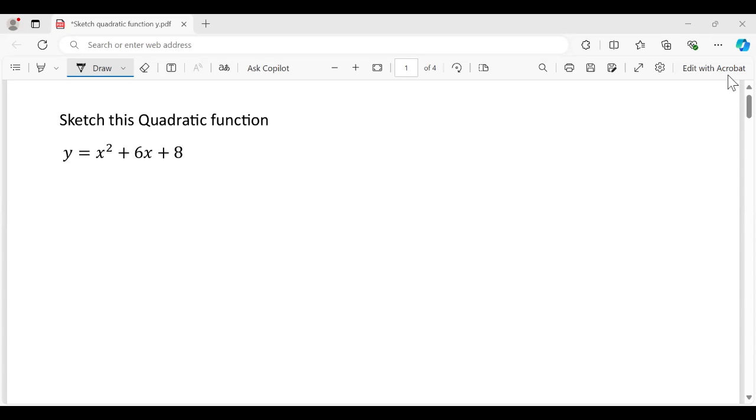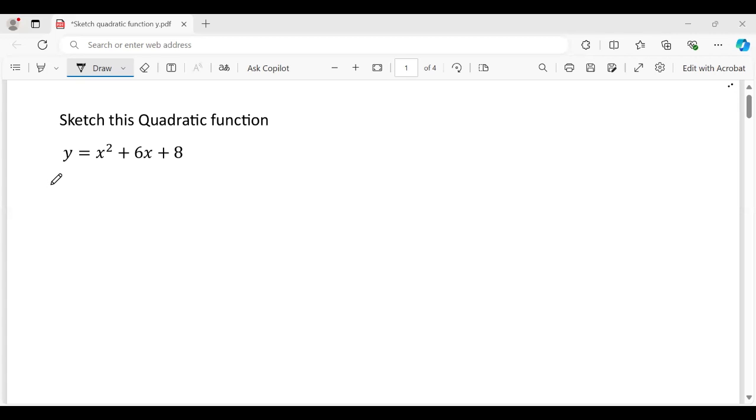In this video, I would like to discuss how we sketch a quadratic function. This is my second lesson regarding how we sketch a quadratic function. If you look at this video, there is a quadratic function, y equals x squared plus 6x plus 8. Now, we're going to sketch this quadratic function graph.